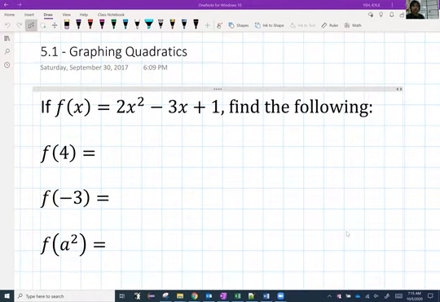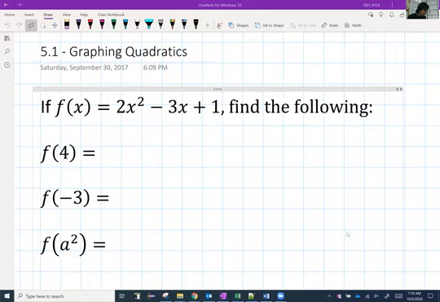5.1, the section we're covering today, has to do with graphing quadratics. So before we get to what is a quadratic and how do we graph them and what do we need to have showing on our graph, I just want to remind you of something you probably already know. Given a function, if f of x equals 2x squared minus 3x plus 1, how do we find the following values? How do we find f of 4, or f of negative 3, or even f of a squared?